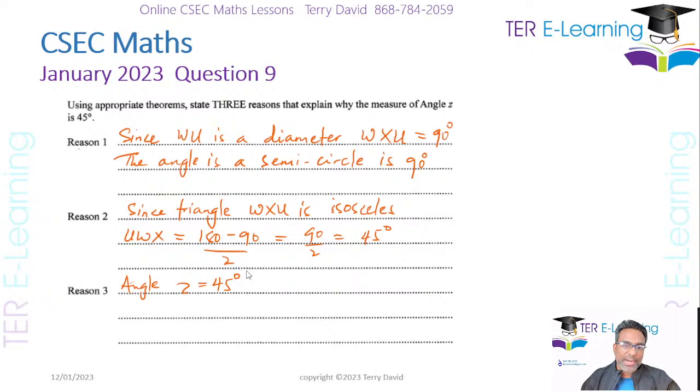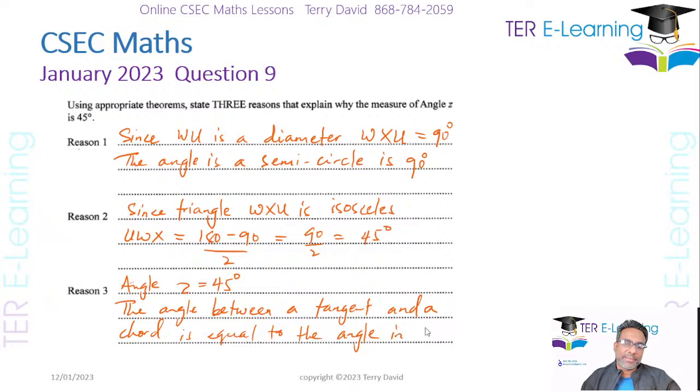And the reason is that the angle between a tangent and a chord is equal to the angle in the alternate segment.